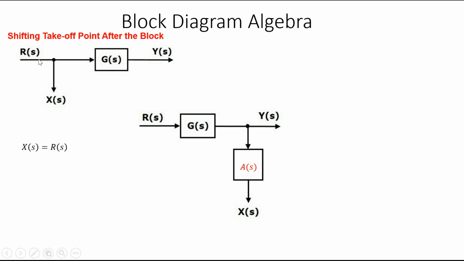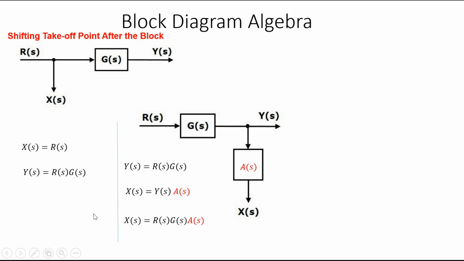So from this figure, x of s is equal to r of s. It is the same takeoff point, and y of s equal to the input r of s into g of s. From this figure, y of s is equal to input into g of s, so r of s into g of s, and x of s equal to y of s. This is the input of a of s, so y of s into a of s. So we can equate these two.